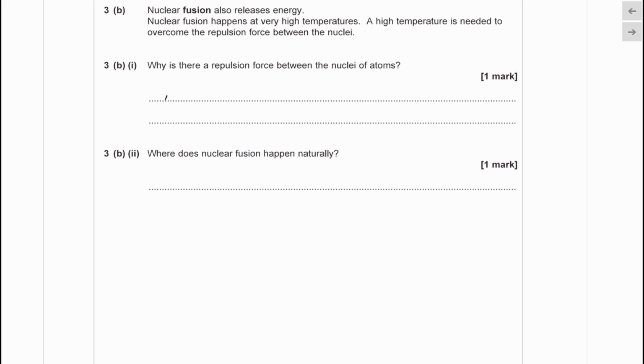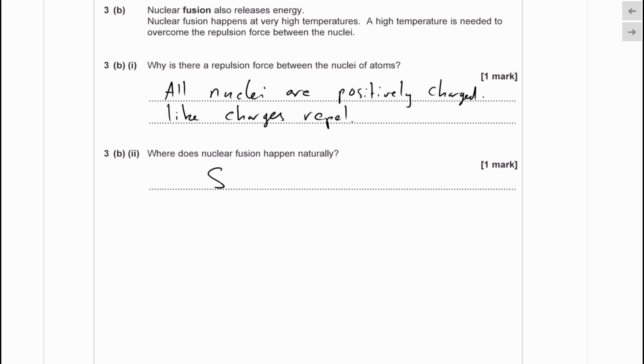So, you can say that all nuclei are positively charged. Okay, and like charges repel. Like so. Alright, where does nuclear fusion happen naturally? It happens in a star. Okay, and if we're being more specific, you can say that it happens in a main sequence star, because there are other stages in a star's life cycle where it's not going to be happening.